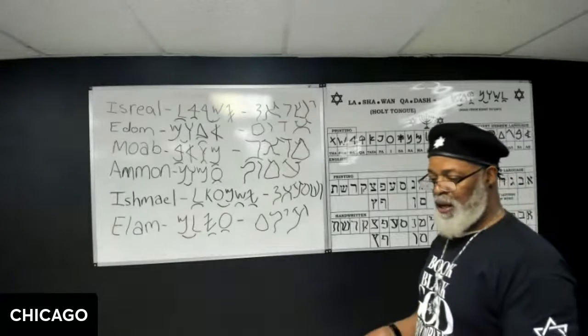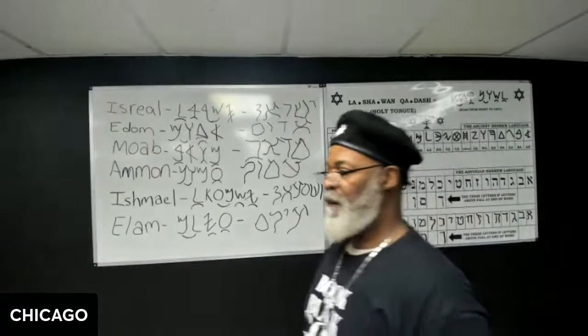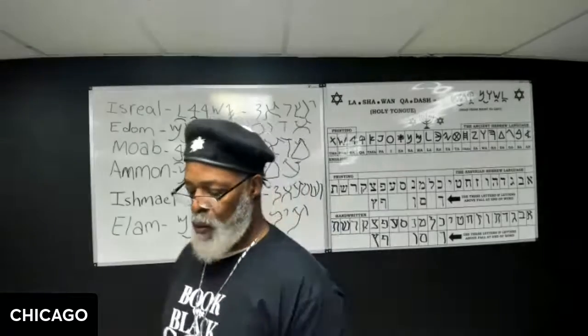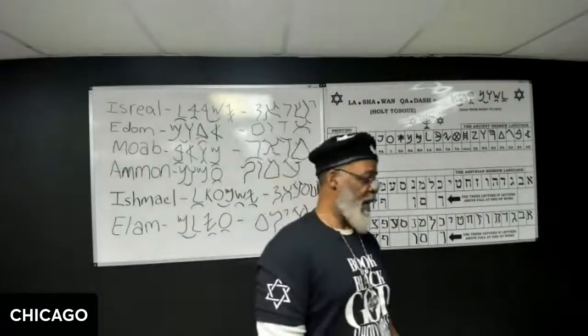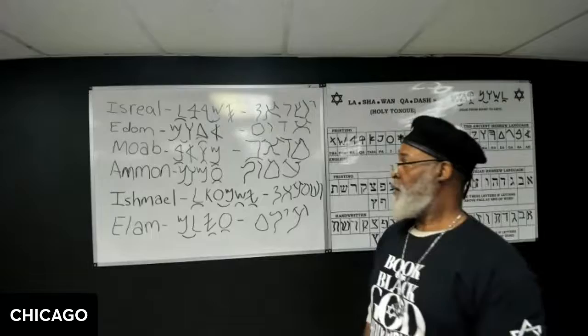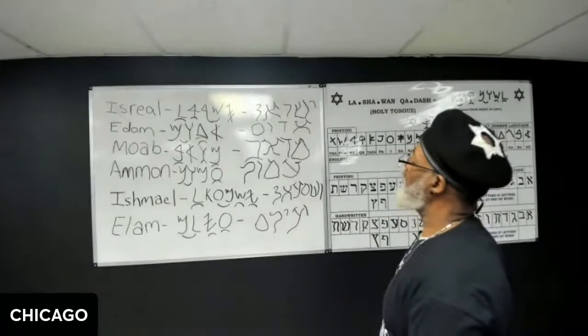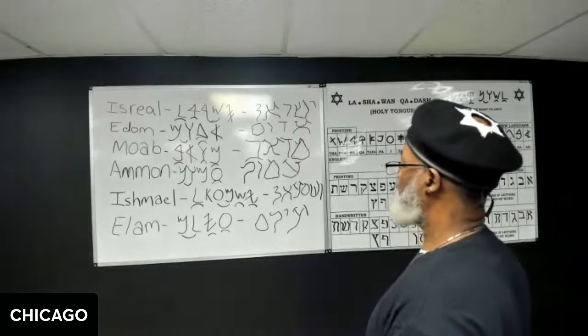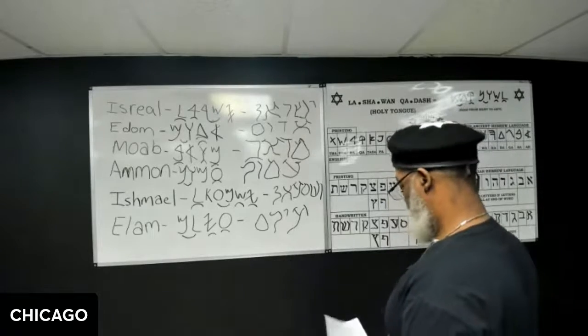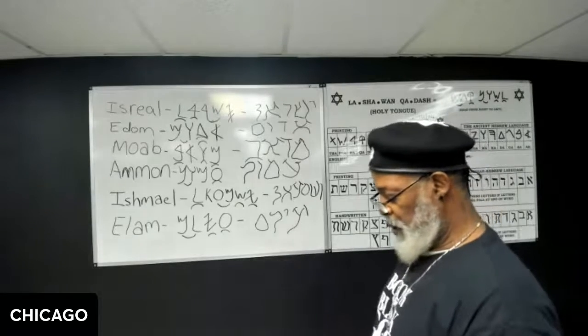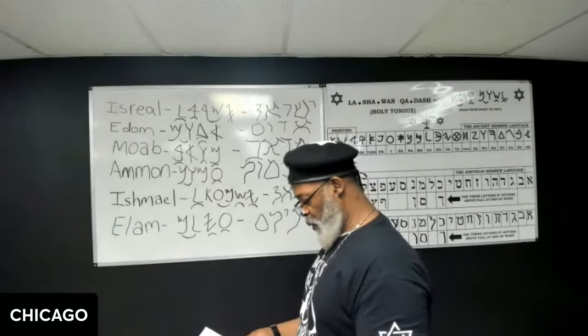Coming to you out of Chicago in the absence of Officer of 5,000, Kawam Alabak, who is an excellent teacher of the Lashawan Qadash class. I'll give you a couple more seconds. We're going to erase these and move forward.